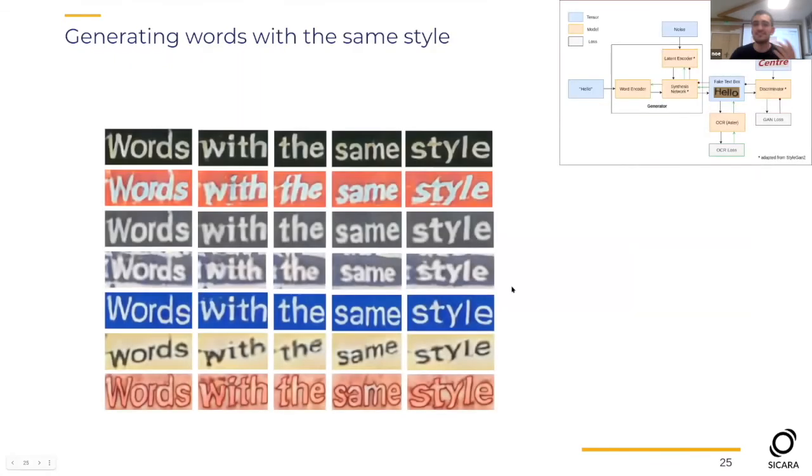So let's now see how to control the style. As we now know, the latent encoder, so this part here, uses a random vector to define the style of the image. And so using a different vector means a different style, and reusing the same vector means reusing the same style. So as you can see, we can write words with the same style.